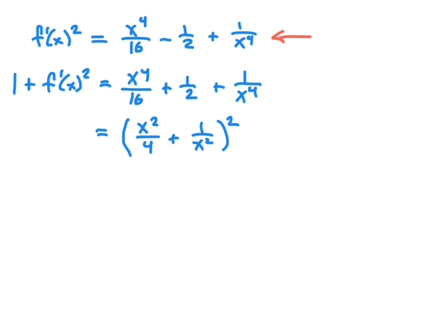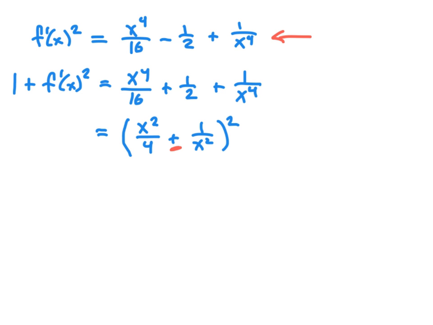That's where the x to the 4th over 16 minus 1/2 plus 1 over x to the 4th came from previously. And so if we just change that negative to a positive, which is done by adding 1 to the expression, then the factorization is virtually the same. We just now have a positive sign here instead of a negative sign.